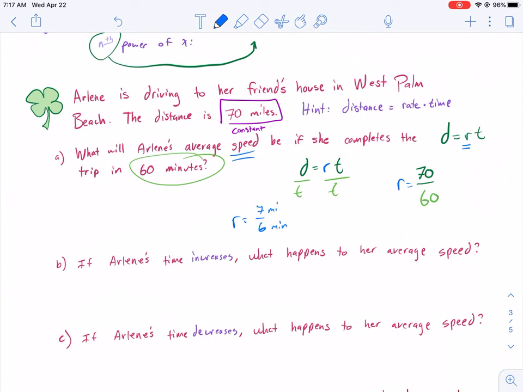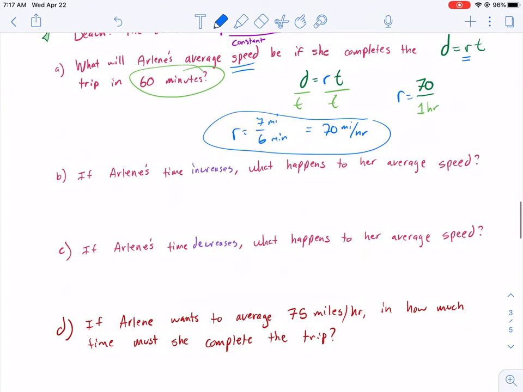Okay, now no one ever uses that. So what you should probably do is you should probably change minutes to hours. So we know that it's 1 hour. And then we can just go ahead and leave it as rate equals 70 miles per hour. And that's generally what we're going to use. I mean, obviously no one talks about how fast they go down the road per minute.